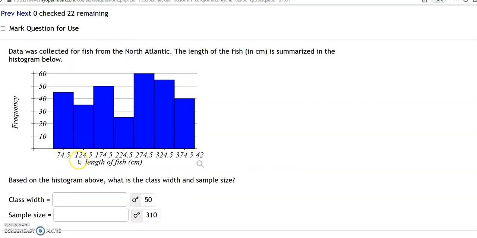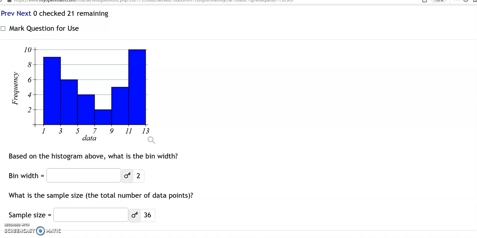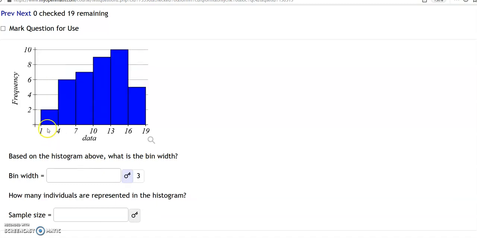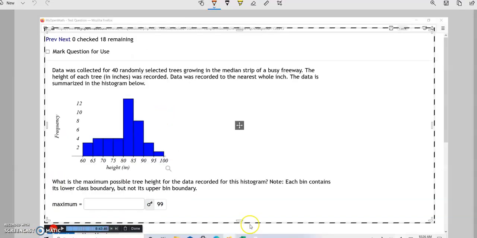The class width for these is just the difference between all of these numbers on the bottom, which is in the middle of everything. So 74.5 to 124.5 to 174.5, all of them are 50. If you add up all these frequencies, you get a sample size of 310. The bin width is the same thing as the class width, okay? I don't know why they changed the word. I may have misspoke before. The bin width and the class width are the same thing. Sample size is adding all those up.